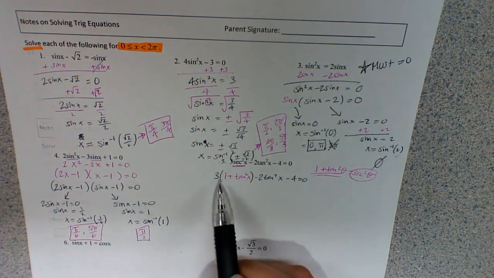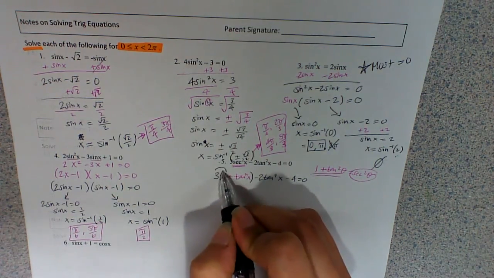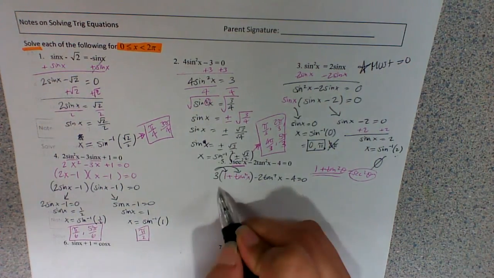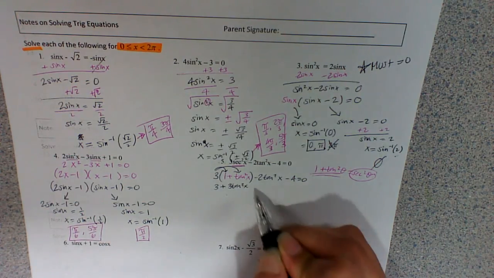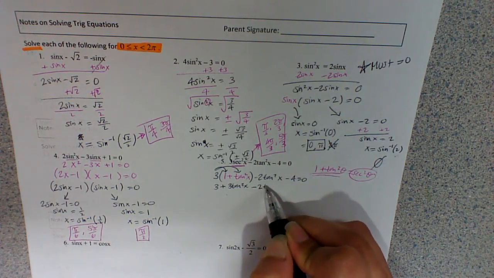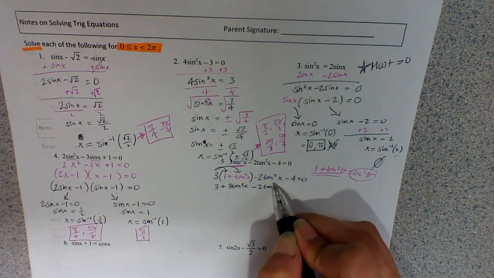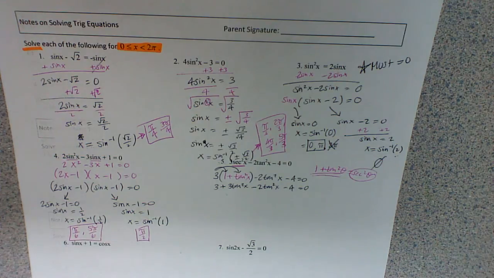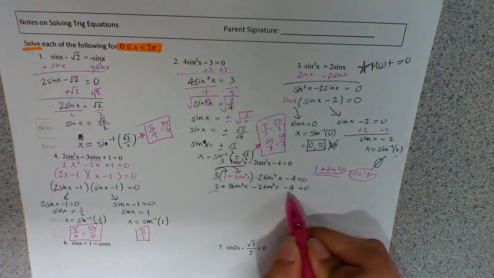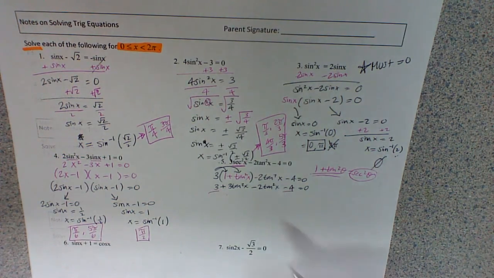so now we can actually work with it. So I have a 3 hanging out at the front. I do need to go ahead and distribute that through. So I have 3 plus 3 tan squared of x, and then just drop everything down. Minus 2 tan squared of x minus 4 equals 0. Now I'm going to combine like terms. So I know the 3 minus 4 will give me minus 1.